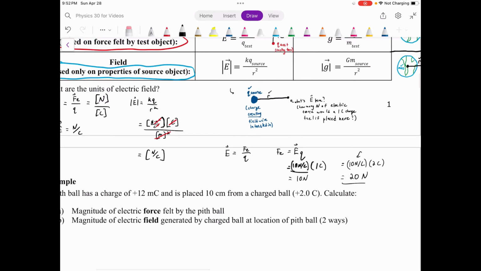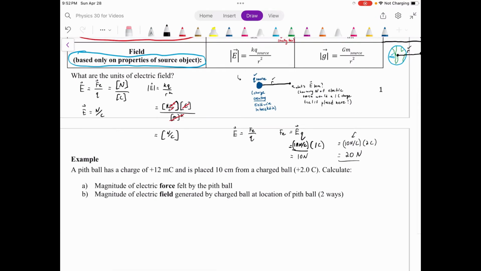Even if there's actually nothing here at all, there is an electric field being generated by this. Remember, it's all about what force would something feel if placed there. There might be something there feeling a force, and there might not be. Either way, the field is just a way of thinking about how many newtons of force would something feel if placed there for every coulomb of charge that it has. Okay, so be careful. Forces and fields are not interchangeable.